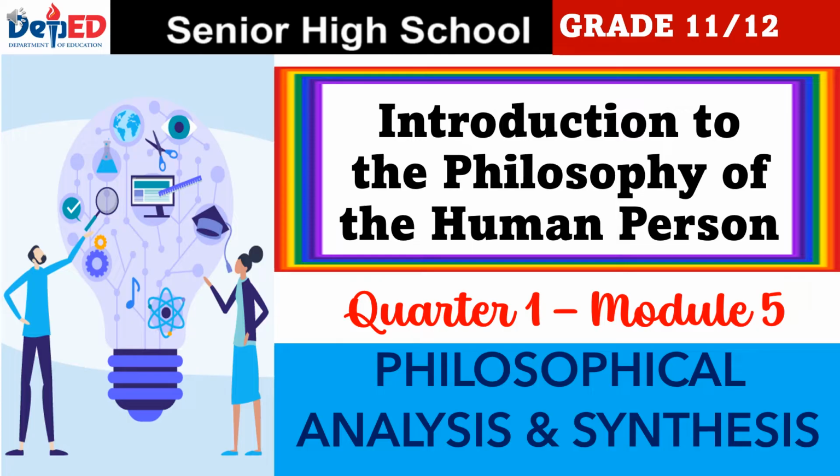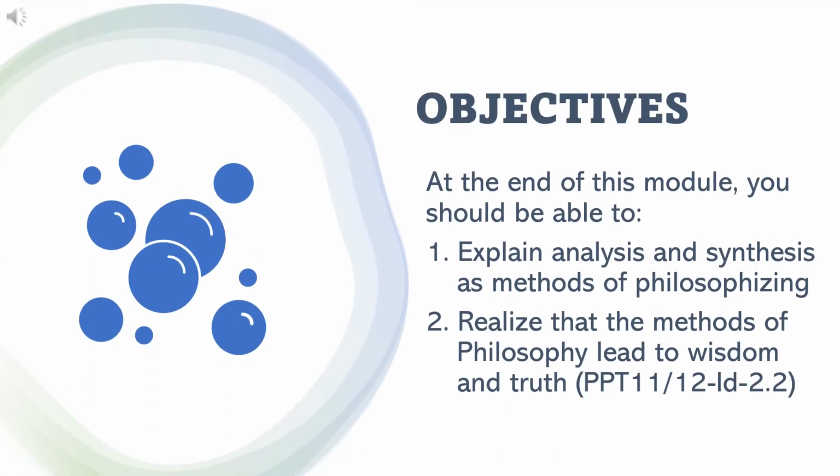This method or way will lead us to gain wisdom. Are you excited to be wise? Let's start. You may need a pen and paper for some activities. At the end of this module, you should be able to: 1. Explain analysis and synthesis as methods of philosophizing, and 2. Realize that the methods of philosophy lead to wisdom and truth.